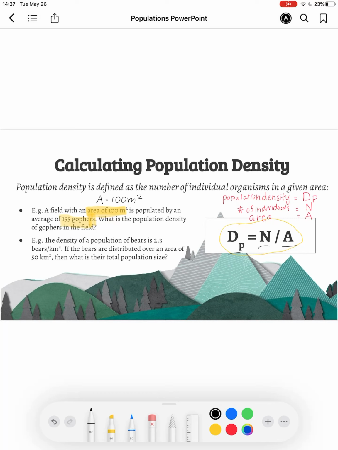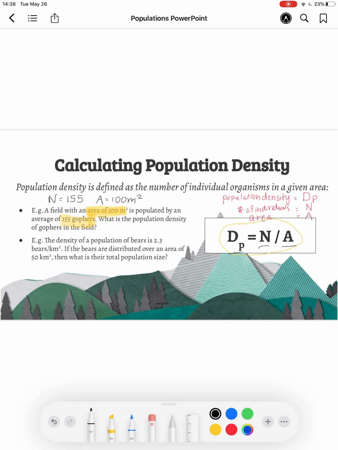And it's populated by an average of 155 gophers. So is that our population density, or is that the number of individuals? Well, it's saying an average of 155 gophers. The gophers would be individuals. So for my individuals, which is N, I'm going to write 155. Okay. Now, the question's asking, what is the population density of gophers in the field?